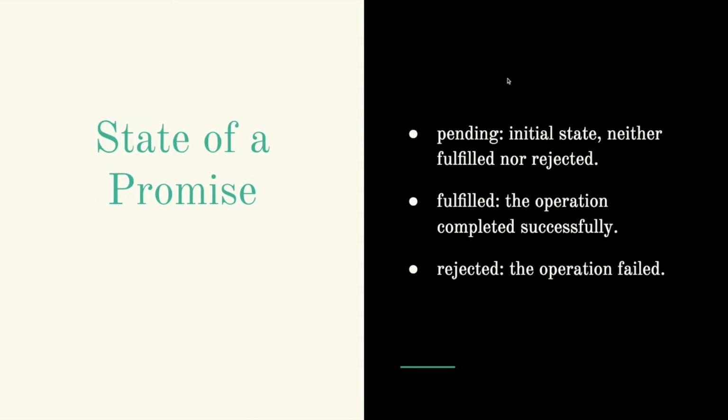Anyway, a promise is in one of these states. It could be pending, which is the initial state. It's neither fulfilled nor rejected. It could be in the fulfilled state, meaning the operation completed successfully, or it could be rejected, meaning the operation failed. Simple enough.